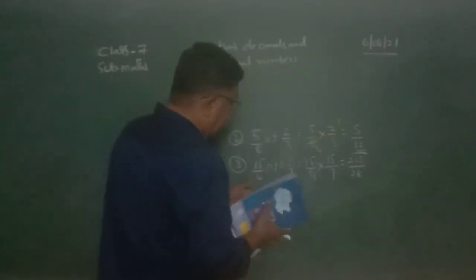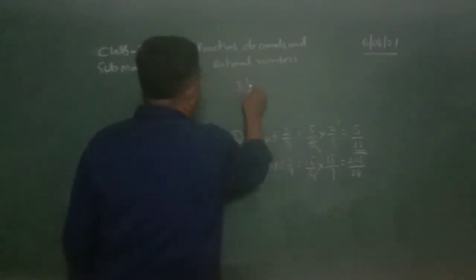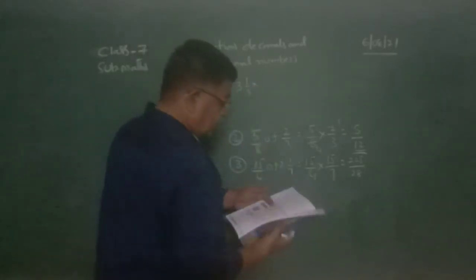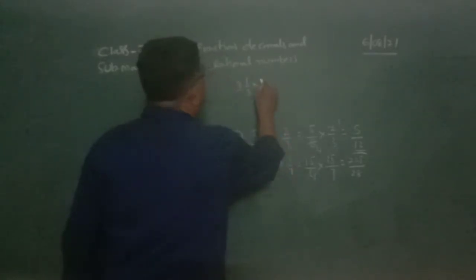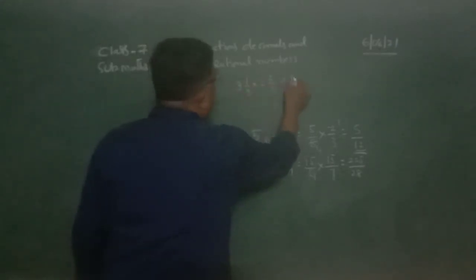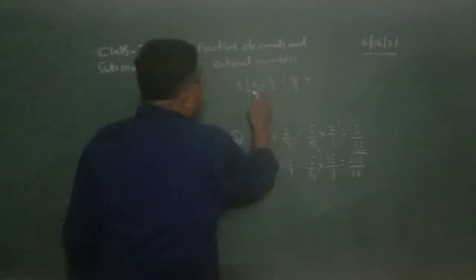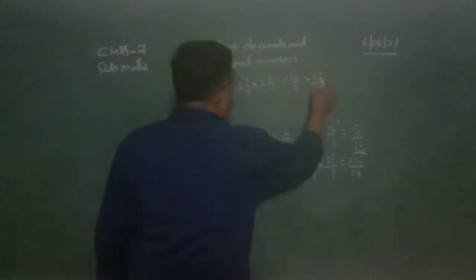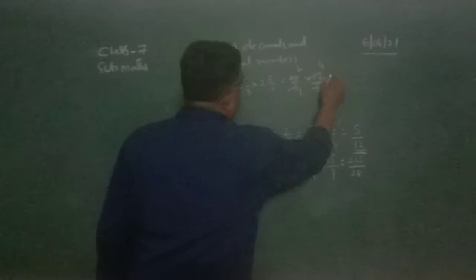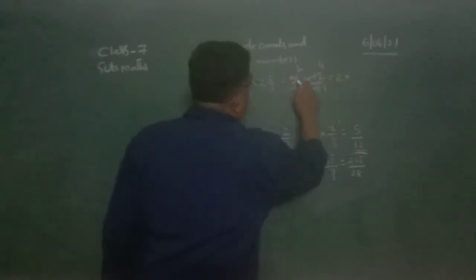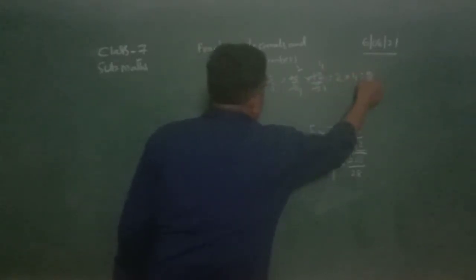Next. Last one in this row: 3 1 by 3 into 2 2 by 5. 3 threes are 9, 9 plus 1, 10 by 3. 5 twos are 10, 10 plus 2, 12 by 5. 5 ones, 5 twos; 3 ones, 3 fours. So 2 into 4 is equal to 8. So the final answer is 8.